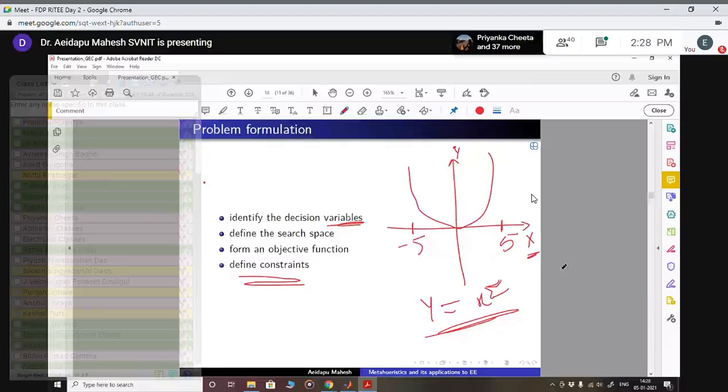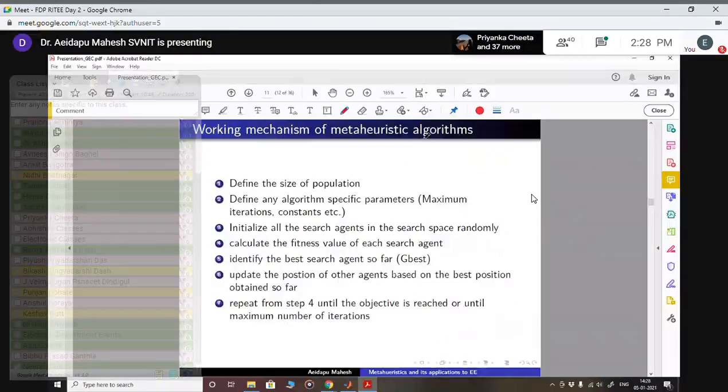So now we have formed the problem. Now how to apply this metaheuristic algorithm to solve the problem? First thing is you have to define the size of the population. How many search agents do you want? Usually we take around 20 to 50. So let us say I have 20 search agents.